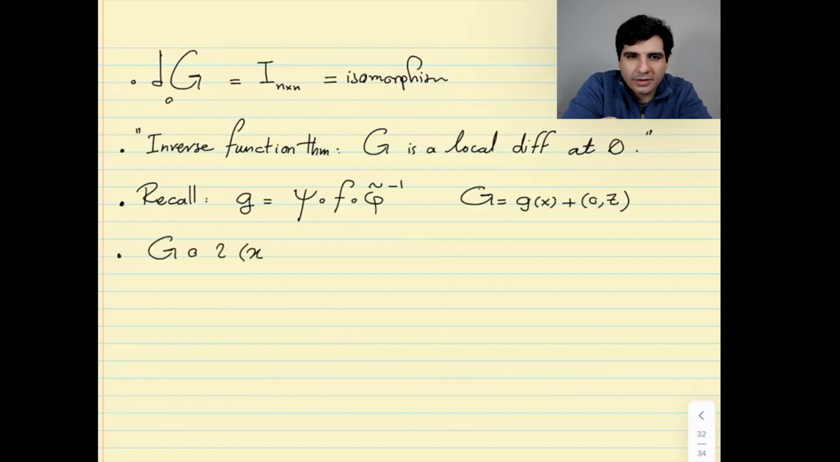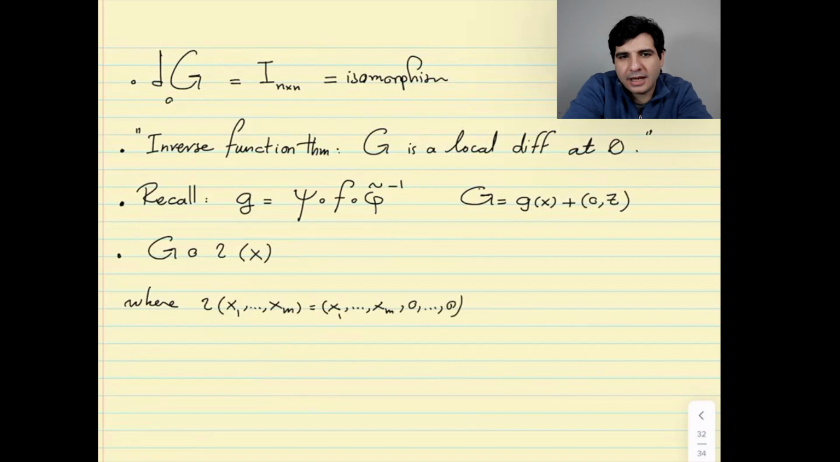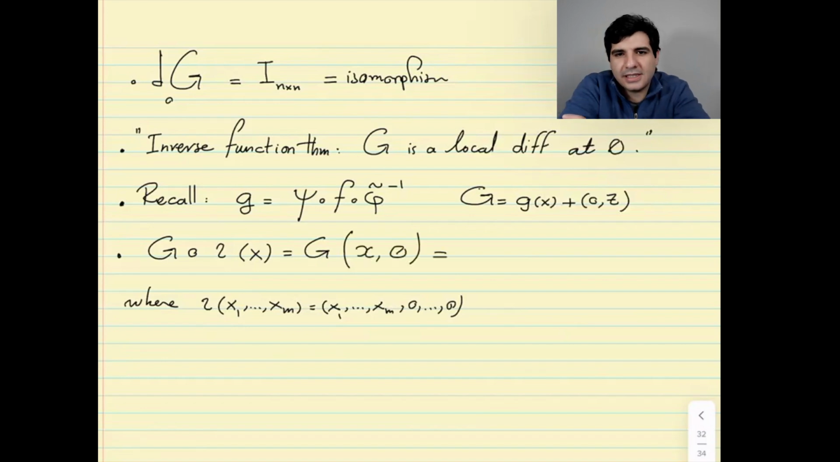Let's look at the composition of G and the canonical embedding iota. Iota takes x1 up to xm, sorry, it's just acting on x, and it sends it to x1 up to xm, 0 for the rest. Just define iota to be this canonical map. So first, iota acts on x, we get x, and 0 for the rest. 0 sits on the place of z.